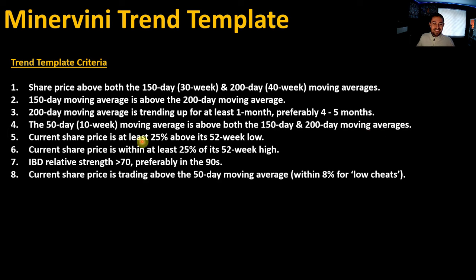The current share price is at least 25% above its 52-week low. The current share price is within at least 25% of its 52-week high. IBD relative strength is greater than 70, preferably in the 90s. William O'Neill's study found that the average relative strength rating, with 1 being terrible and 99 being fantastic, was greater than 87 for the stocks when they actually broke out and went on a run. So focusing on those top percentile stocks is really key in the market from a relative strength basis. The current share price is trading above the 50-day moving average, but within 8% of its 52-week high.